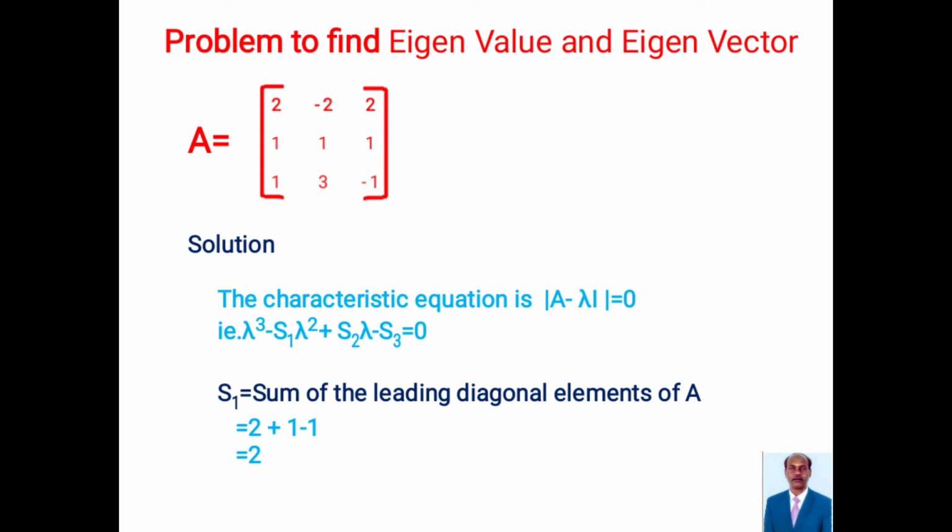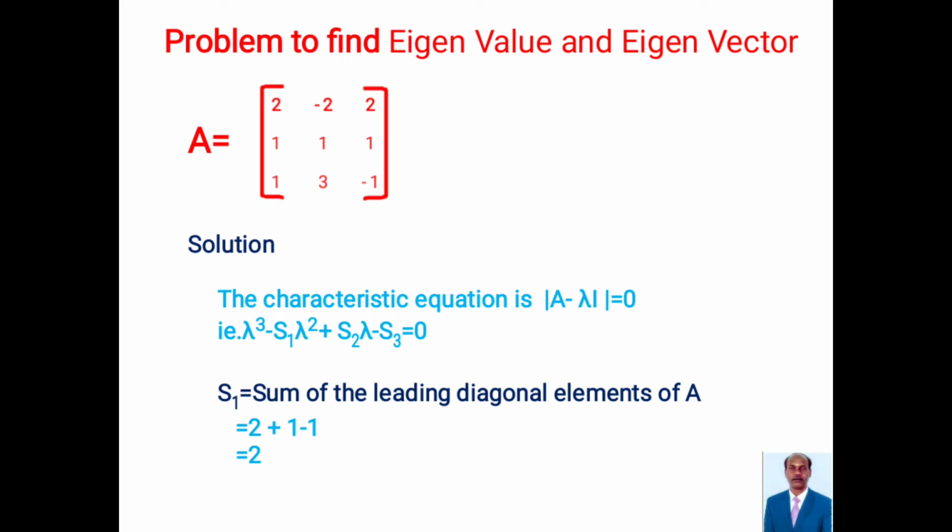Now we can solve one problem. Take the given 3 cross 3 matrix A: 2 minus 2 2, 1 1 1, 1 3 minus 1. Now we form the characteristic equation. What is the formula? Determinant of A minus lambda I equals 0. What is the expansion? Lambda cubed minus s1 lambda squared plus s2 lambda minus s3 equals 0.